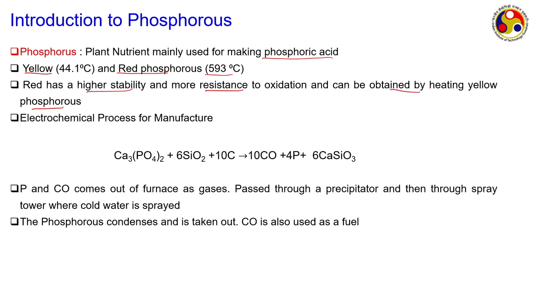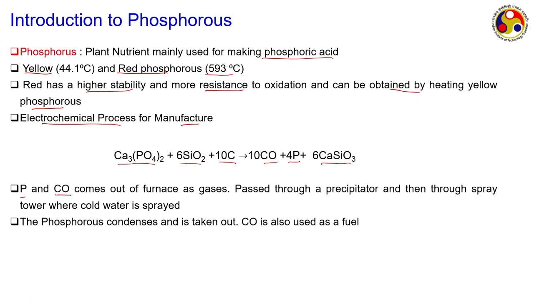So what is the method for manufacturing phosphorus in general? This phosphorus is not a part of our syllabus, but I think you should know briefly how it is obtained. Usually this is the electrochemical process for manufacture. I will not go into the details, but the basic equation is that you have the silica, the sand, and you have the calcium phosphate. This is the ore. When the ore is mined, it is treated with silica and carbon as the reducing agent. You get a gas mixture of carbon monoxide and elemental phosphorus along with a slag material called calcium silicate.